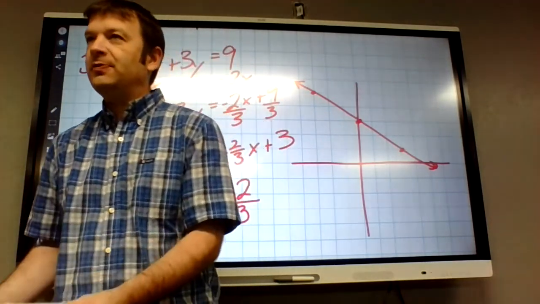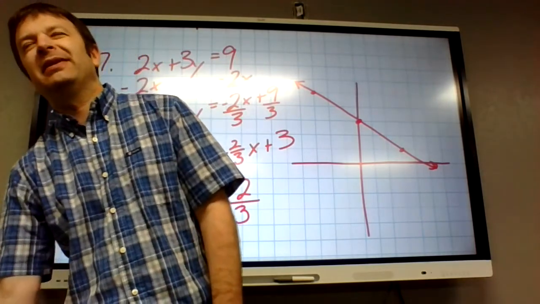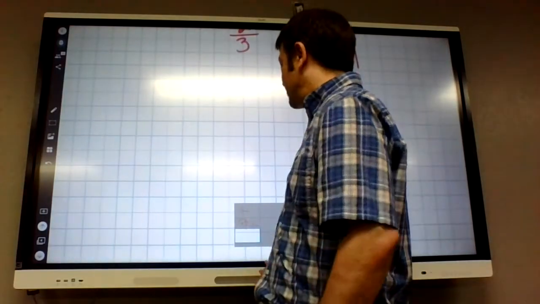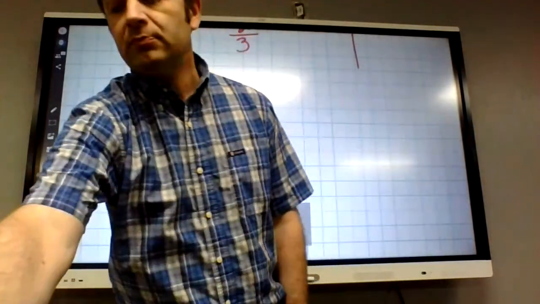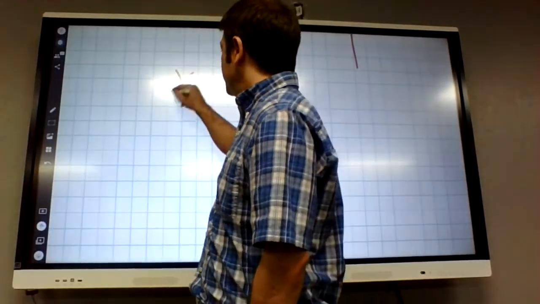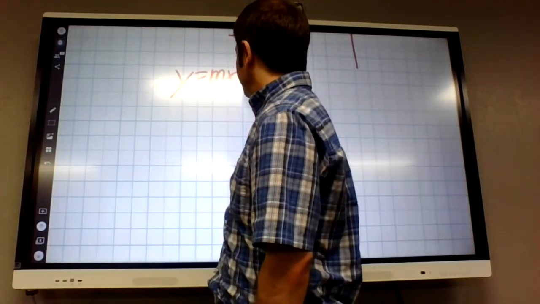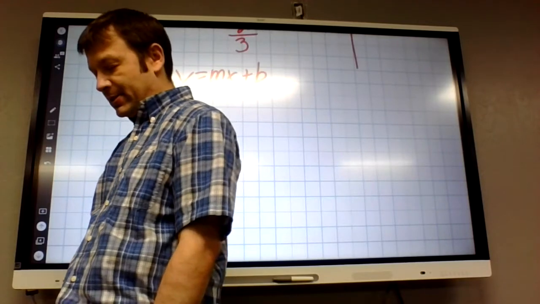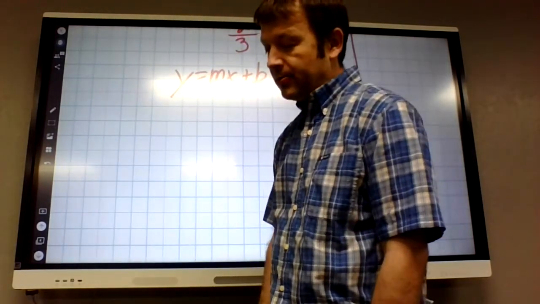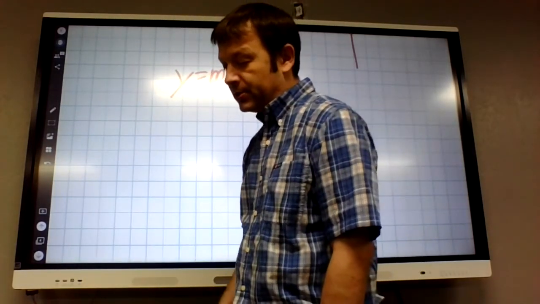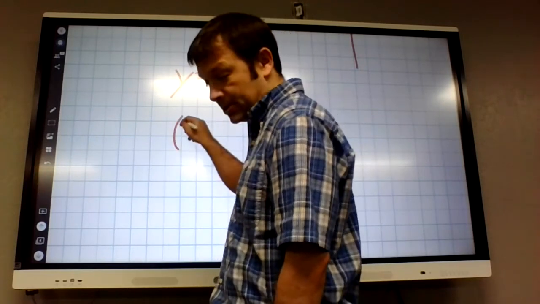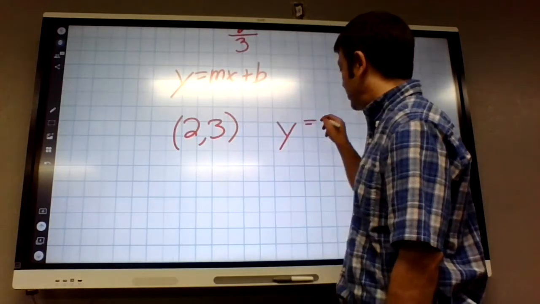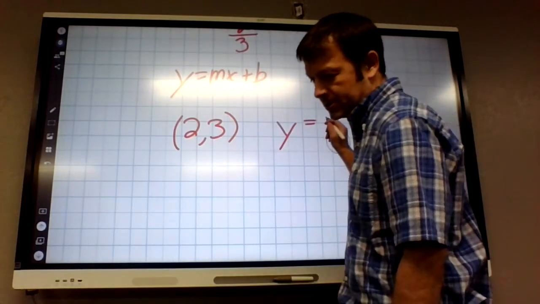So what did we use for an equation of a line? Y equals mx plus b, slope-intercept form. That's what we use. Okay, and then the information that they give us on 39 is that the line needs to go through point (2, 3), and it needs to be parallel to y equals 3x plus 7.